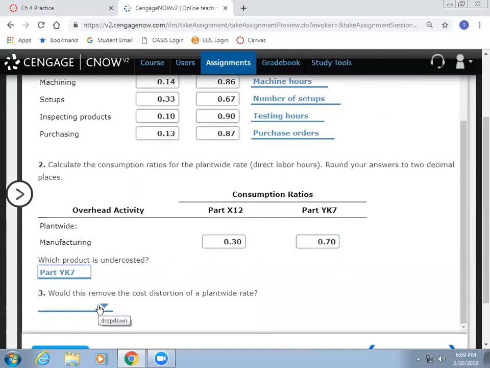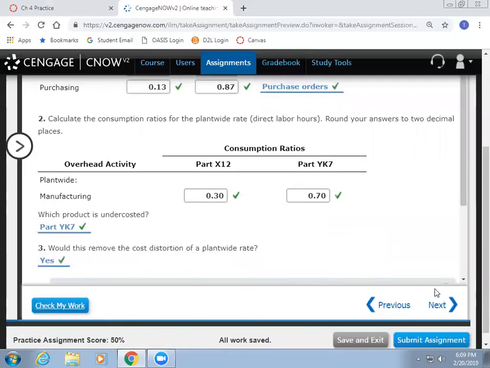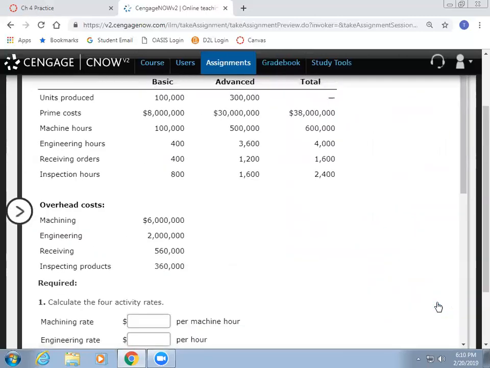So on number 3, when I said, would this remove the cost distortion of a plant wide rate, what they're talking about is breaking it down by consumption ratios. And yeah, it would, right? If we broke it down by activity, we would have much more accurate application of overhead. Okay. So it's kind of giving you a preview looking at why we might use activity-based costing. Okay. Are there any questions on that one? All right. We can check our work and move on to the next one.